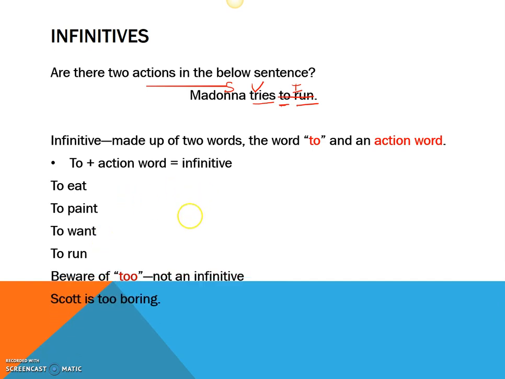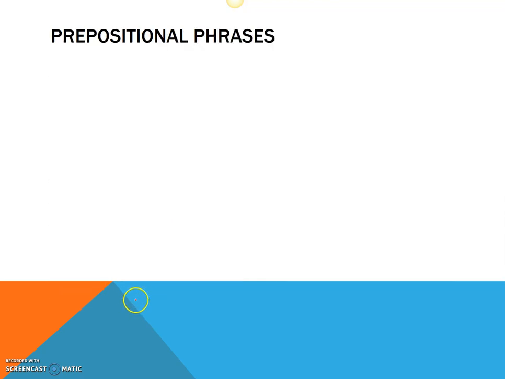But remember, we have this other form of "too," T-O-O, instead of just T-O. Just a reminder that this means also. So beware of "too," because T-O-O is not an imposter. For example, Scott is too boring. T-O-O plus boring is not an imposter.